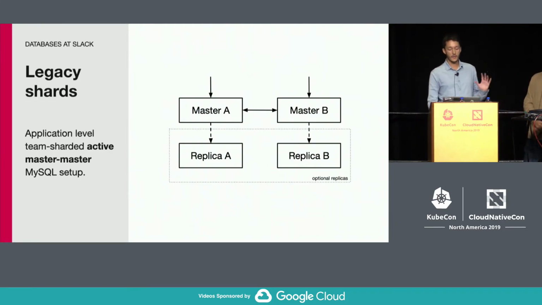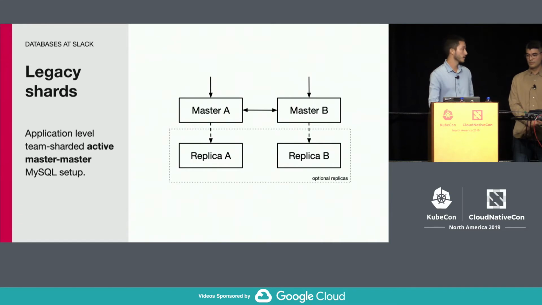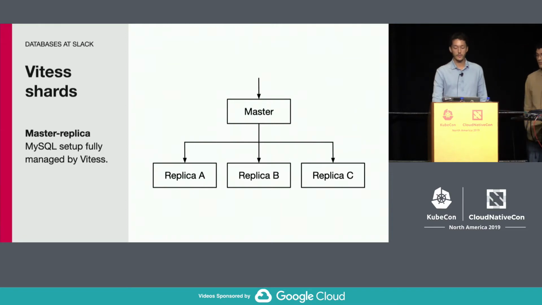So legacy shard runs on a pretty unique architecture. It's a MySQL master-master setup achieved via asynchronous replication. The sharding is done at the application level, and the only sharding key supported is workspace or team ID. This architecture served us very well for several years of hyperbolic growth, but we knew that eventually we needed to change it. The Vitess shard topology uses a more traditional primary-replica setup that is fully managed by Vitess.